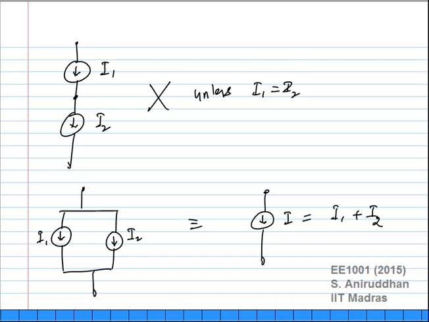So these are ways to simplify your electrical circuit or network, to make your analysis easier. For simple cases, you can do this very easily. What we are going to try to do is find a systematic way of doing this for more complex networks.